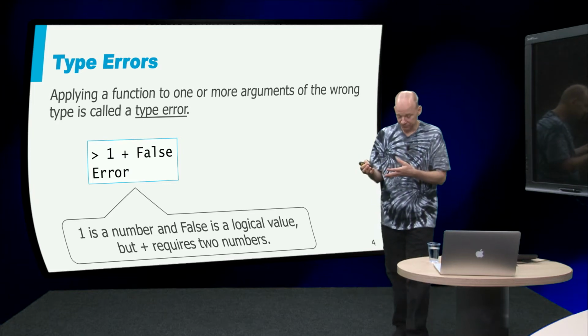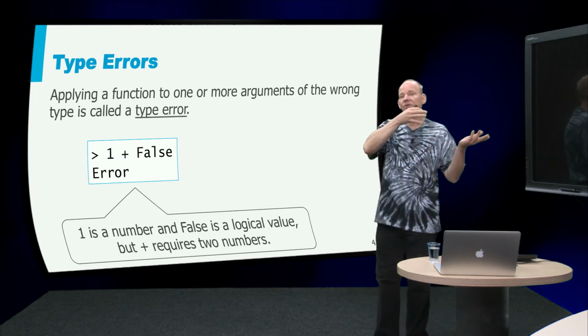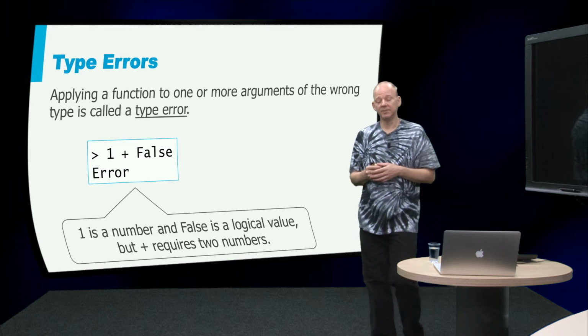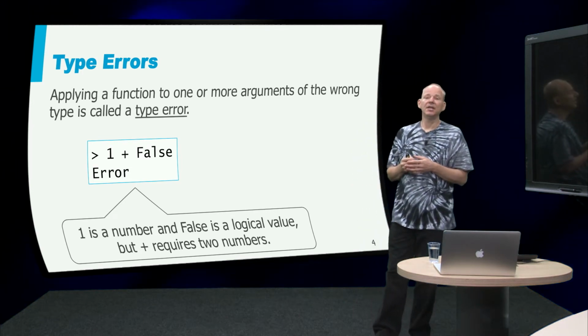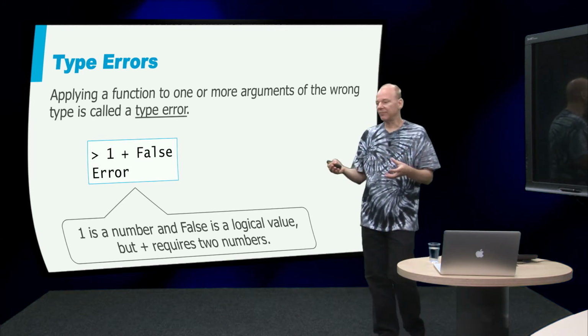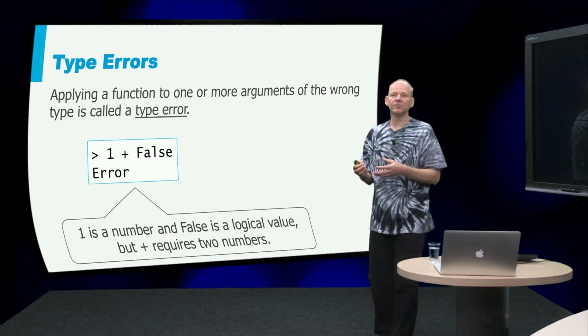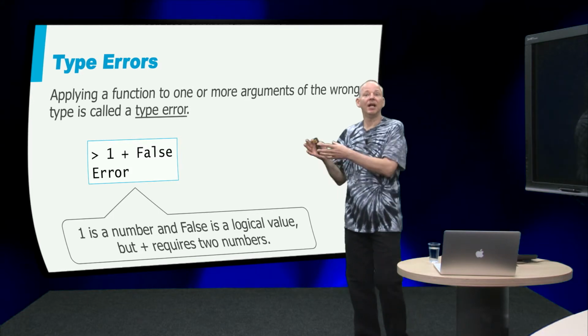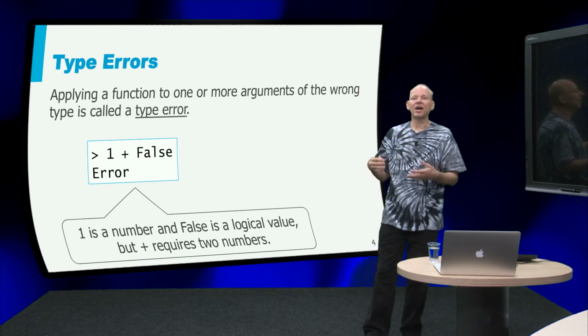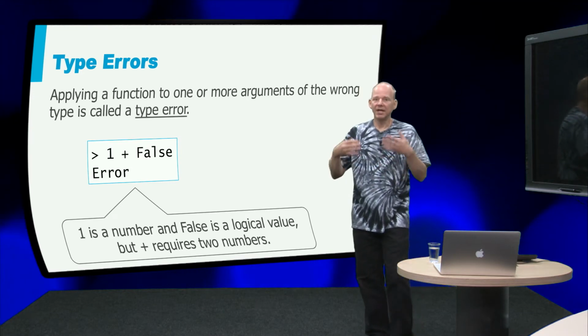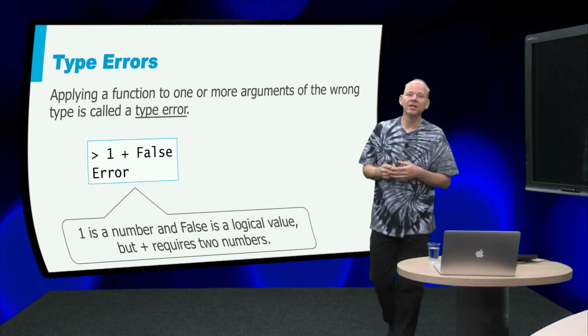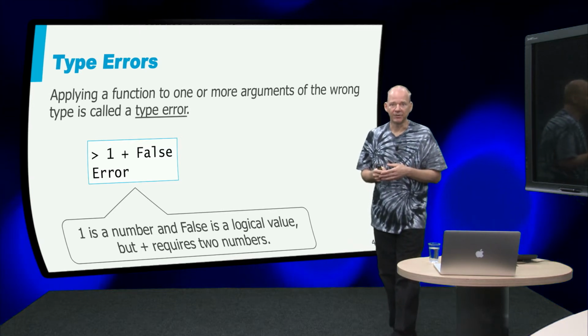Now, to go back to the example of diet, if you have a certain diet, maybe you're not allowed to mix meat and dairy products. So that would be a type error in the food world. And in the programming world, we have the same kind of type errors.